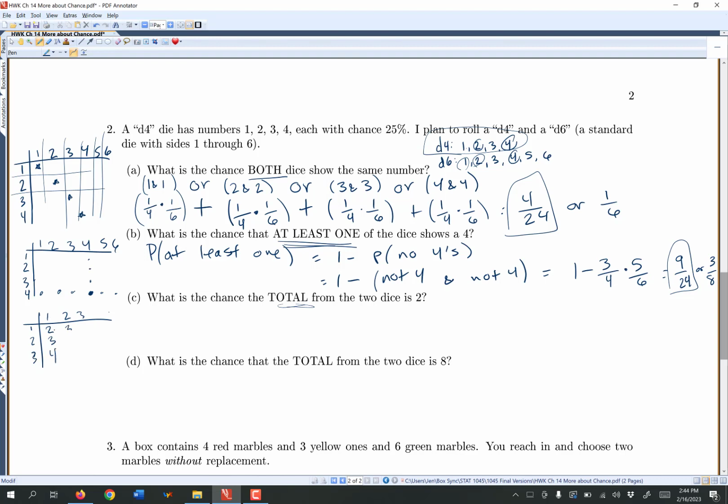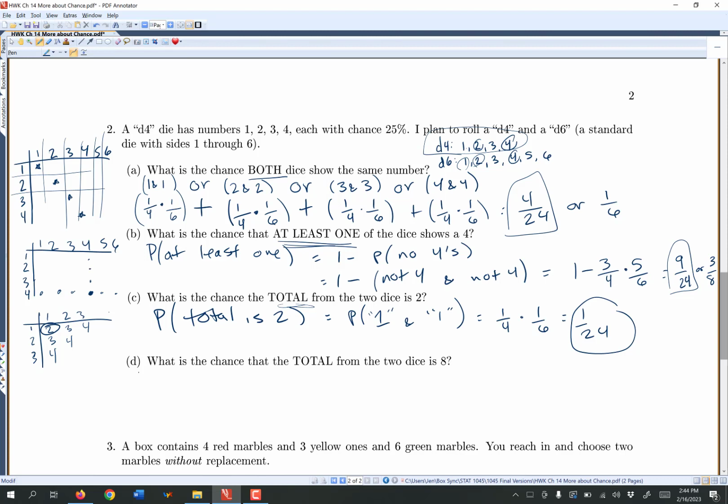Let's see, 1 plus 2 is 3. 1 plus 3 is 4. 2 plus 2 is 4. And so you can fill it all out, and then you go back and count how many have a total that's equal to 2. Well, in this case, there's only 1. So the probability that the total is 2 is going to be the probability that we get a 1 and a 1. Which to get a 1 would be 1/4, and to get a 1 on the other die would be 1/6, so 1 out of 24. So either way you look at it, there's only one way to get a total of 2 out of 24 options, so 1 out of 24.